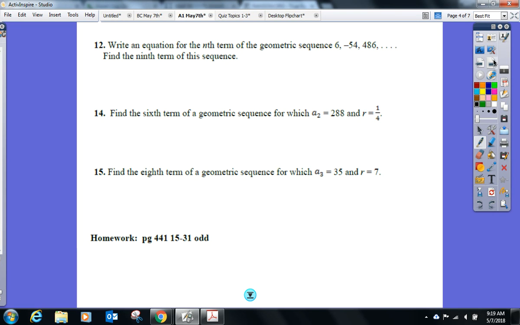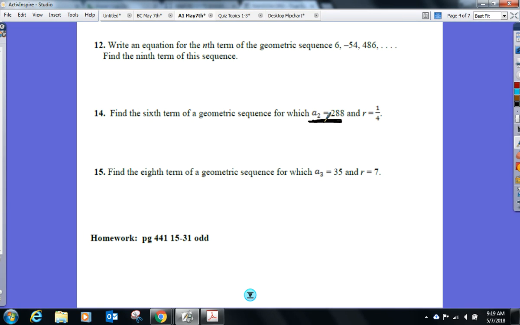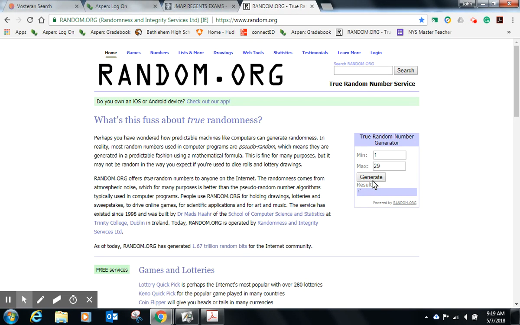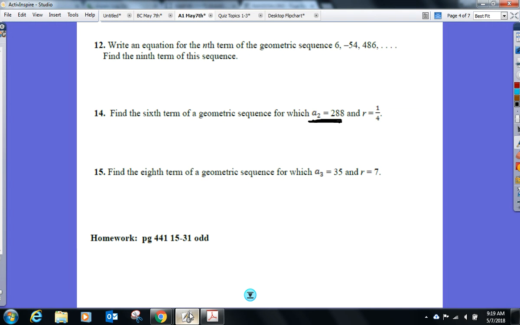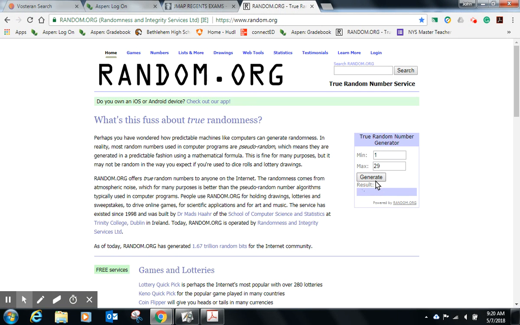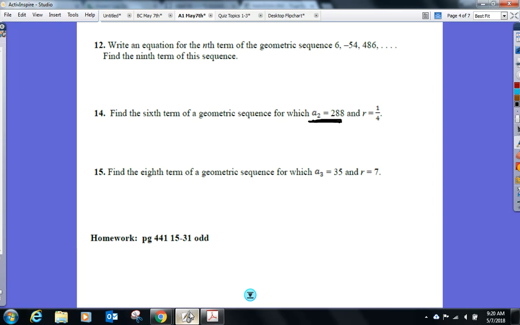Ooh, okay. Find the 6th term. Everyone ready? Hey, what's this mean? Somebody tell me in words what that means. a_2 equals 288. What's that telling me? The second term is 288. What's the r value telling me? It's telling you what it goes by. So this is telling me to multiply every term by?